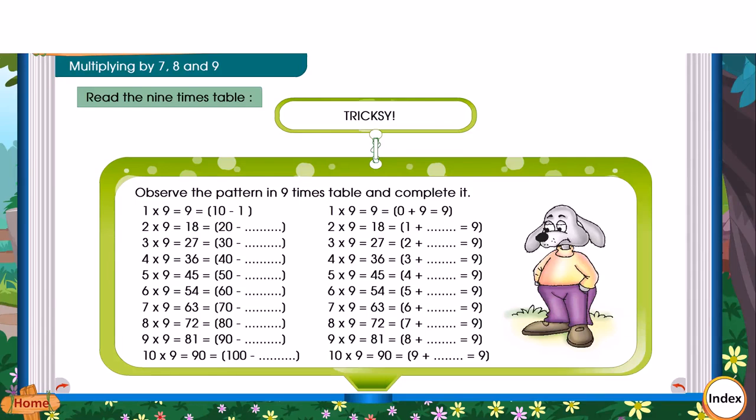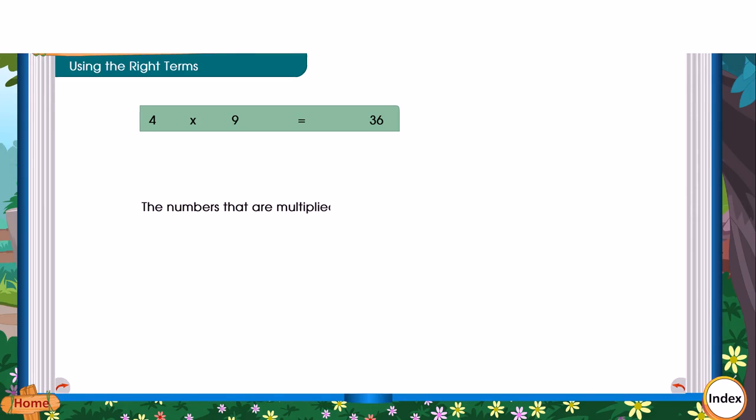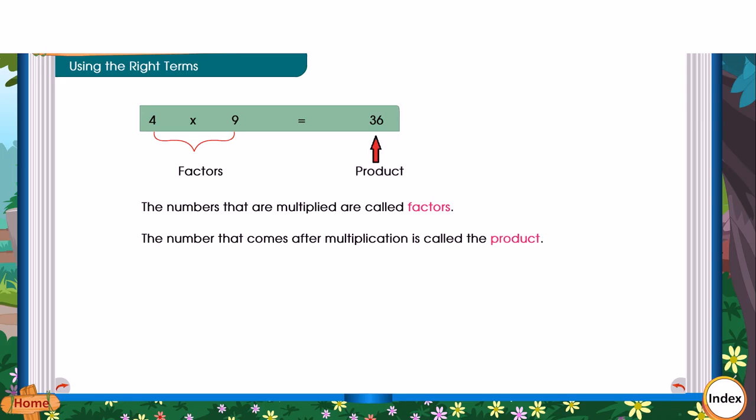Observe the pattern in 9 times table and complete it. Using the right terms, 4 into 9 is equal to 36. The numbers that are multiplied are called factors. The number that comes after multiplication is called the product. Exercise.